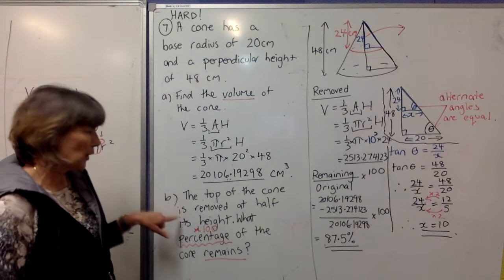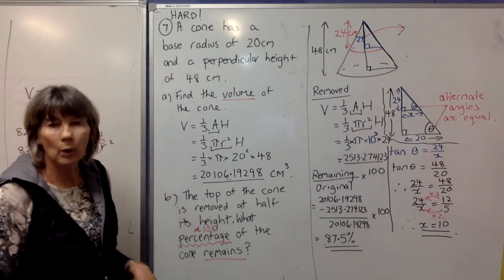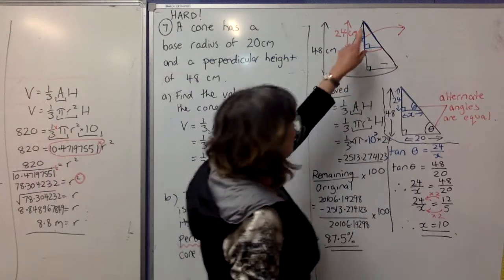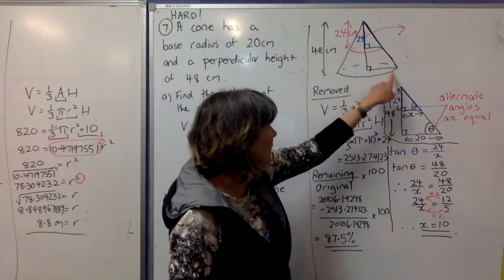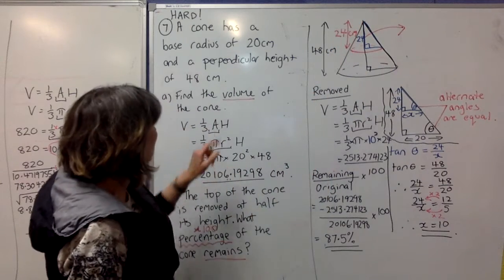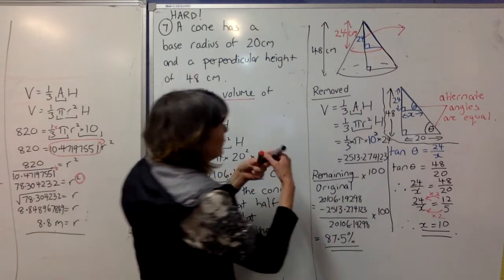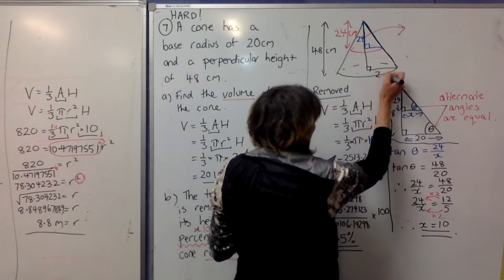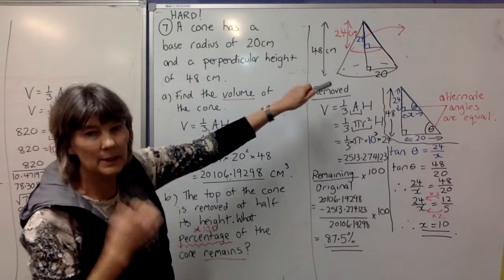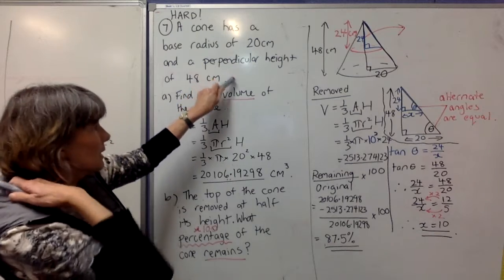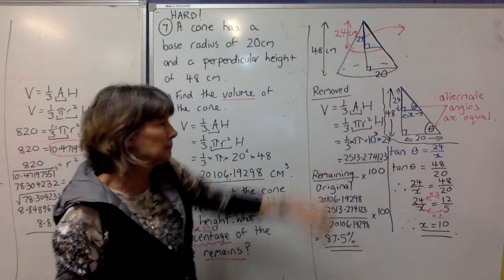We've got the top of the cone is removed at half its height. What are they talking about? Okay, so let's draw the actual cone we had before. Right, so we've got the big cone here that I've drawn in black. So remember that had a base radius of 20. I'll just leave the units out because it's just going to get in the way at the moment. So the base radius was 20 and it had a perpendicular height of 48. That's the big black cone there.